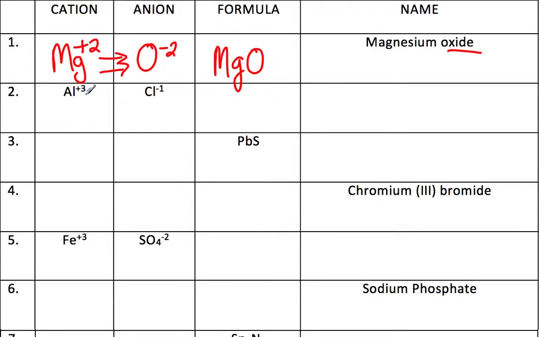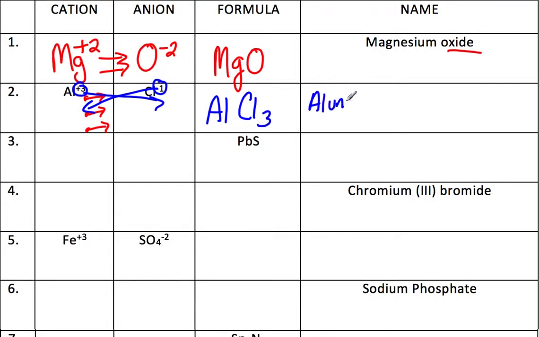Now here's aluminum trying to give away 3 electrons, and little chlorine says, I can only take 1, but I'll find some friends. So we crisscross. We take the 3, put it after the chlorine, and then take the 1, the imaginary 1, put it after the aluminum, which we don't really write. So it's AlCl3, and then I write the name. It's aluminum chloride.